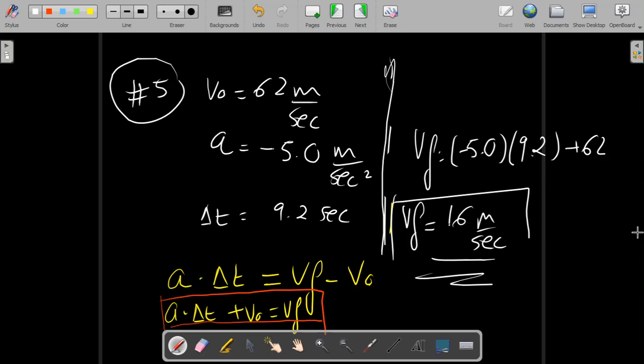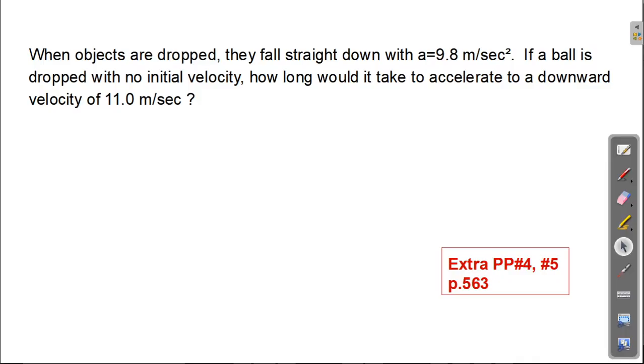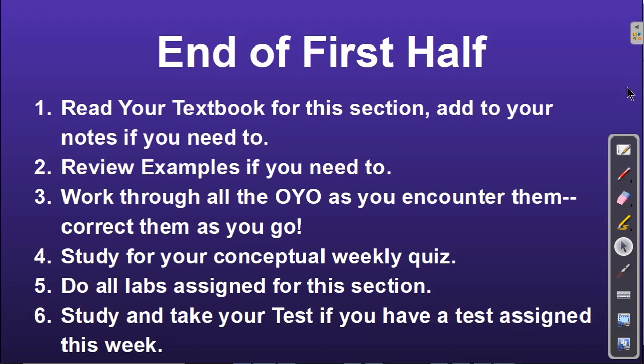Okay, this is the end of the first half of your module 1. You're going to need to read your textbook for this section, add to your notes if you need to, review your examples if you need to. You're going to work through all the on your owns for this section as you encounter them and correct them as you go. You don't want to make the same mistake over and over. And you're going to find answers to the on your owns at the end of the module.